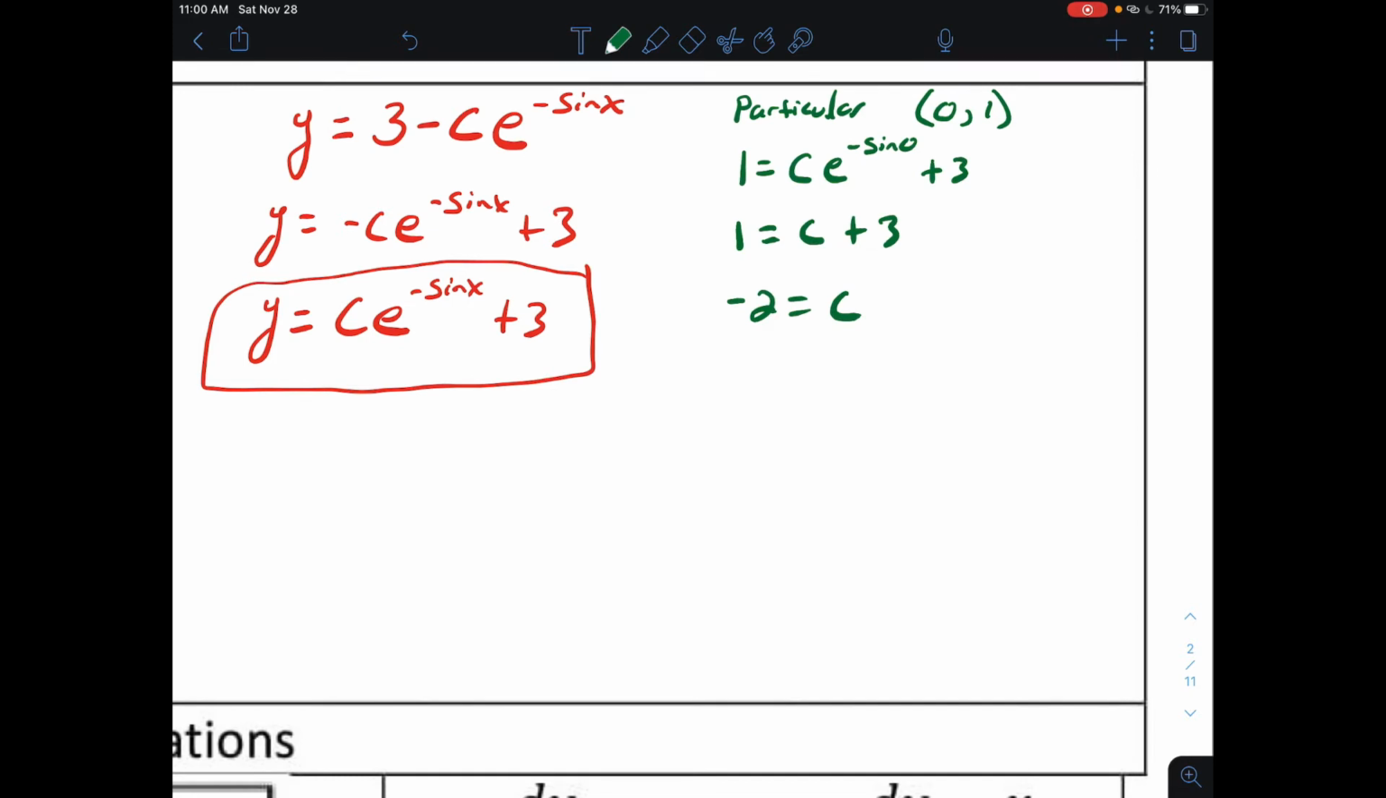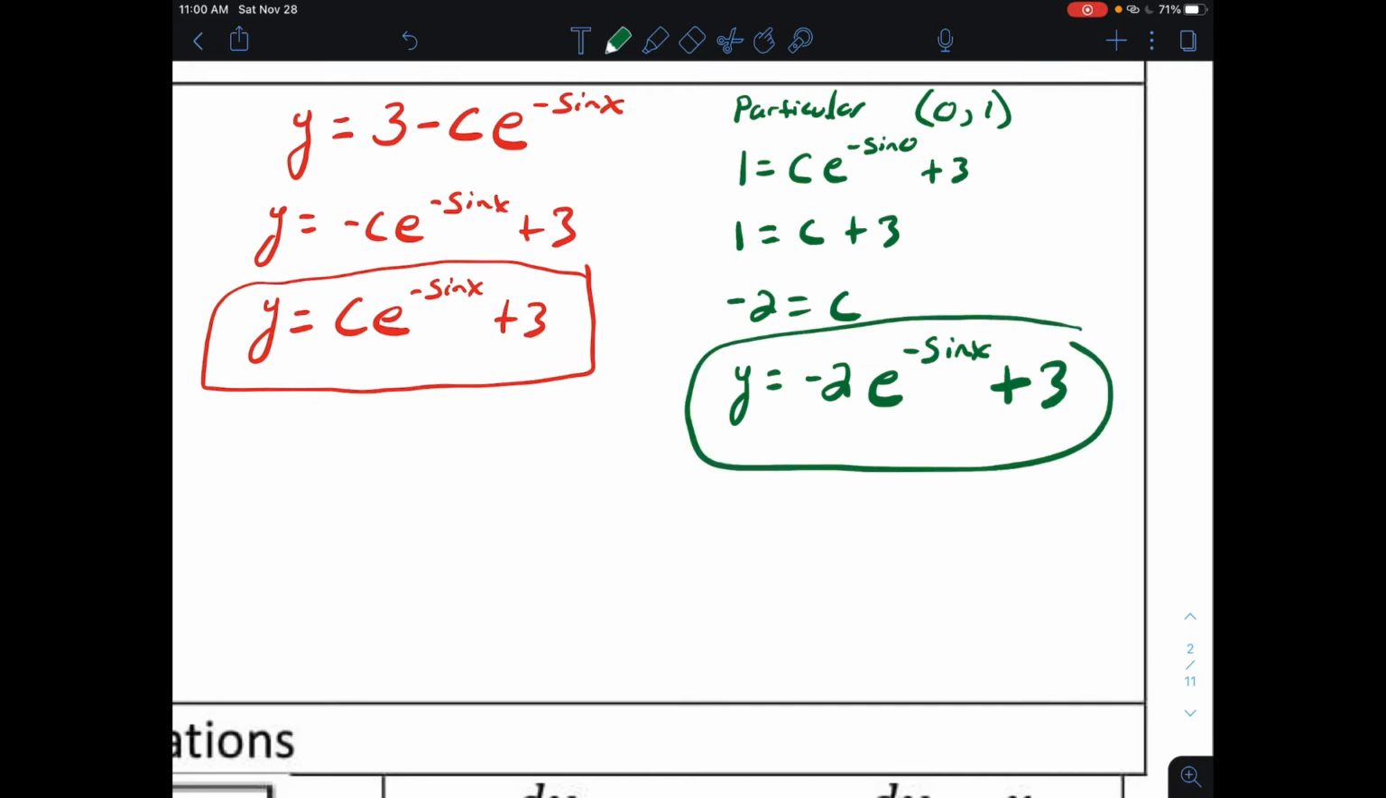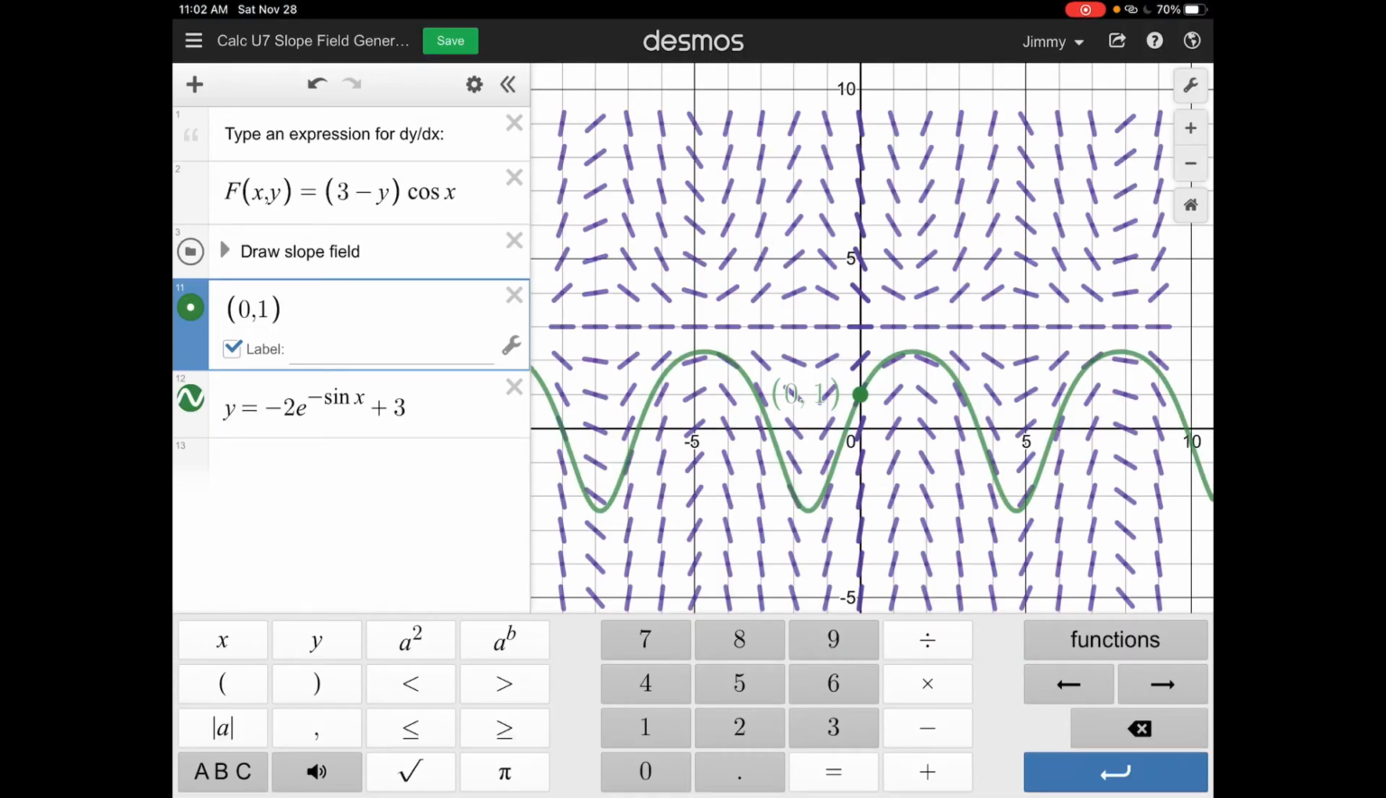And so I put in -2 for c, and we get our particular solution to be y is equal to -2 times e to the negative sine of x power plus 3. All right, so then we go back into the slope field generator. We plot our point, 0, 1, and then we plot our particular solution. We look and see how it matches the little line segments that represent what the slope of the curve should be. And we see that the general behavior of our particular solution matches the slopes that are provided by the slope field generator, and it passes through that point, 0, 1.